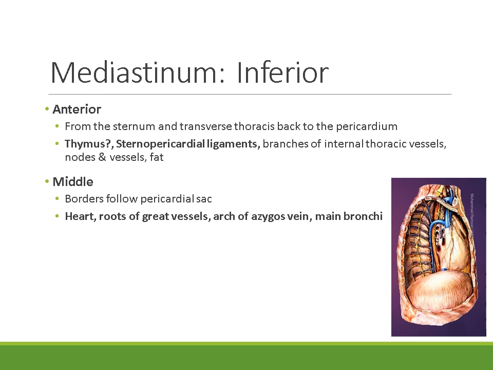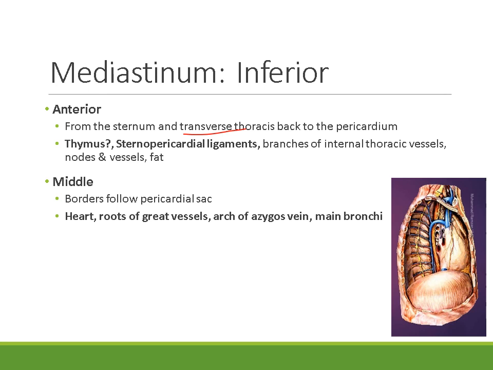The inferior mediastinum is from that transverse thoracic plane down. So from the sternal angle down is the inferior mediastinum. Again, we divide that into three parts: anterior, middle, and posterior. The anterior inferior mediastinum goes from the back of the sternum and transverse thoracis all the way back to the pericardium. The transverse thoracis is the muscle that radiates out from the sternum.